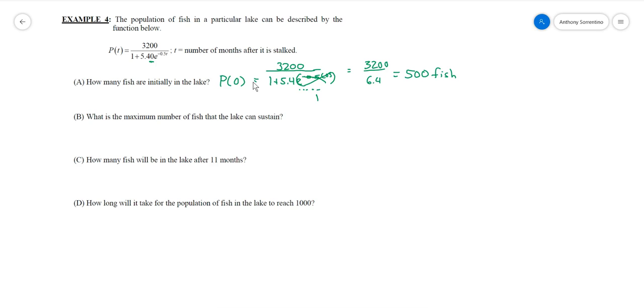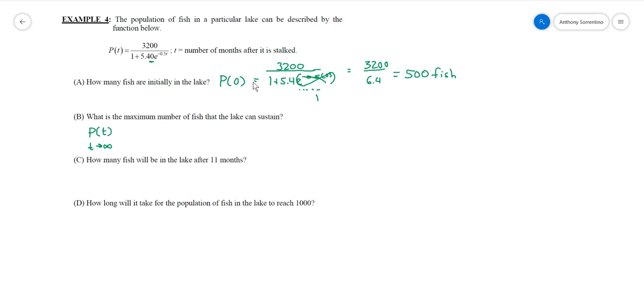What is the maximum number of fish that the lake can sustain? Now this one's a little bit problematic because what I want to do is figure out what P of t is as t approaches an infinite amount. You'll start using other notation for this as you get into a little bit of pre-calculus and especially in calculus. As we keep going and going, assuming that we're not going to stock it again, which isn't really what happens typically, what's the maximum number of fish that the lake can sustain based off of what this function's telling us?